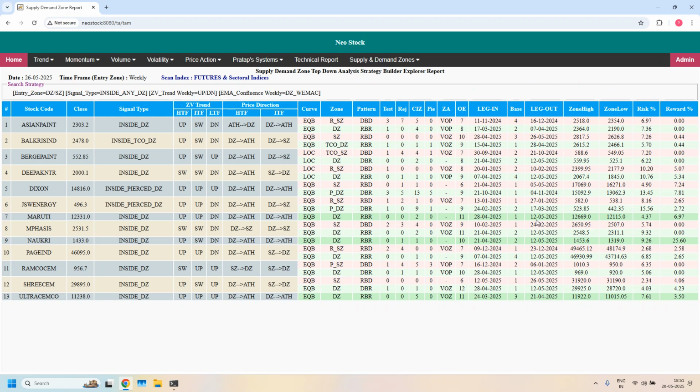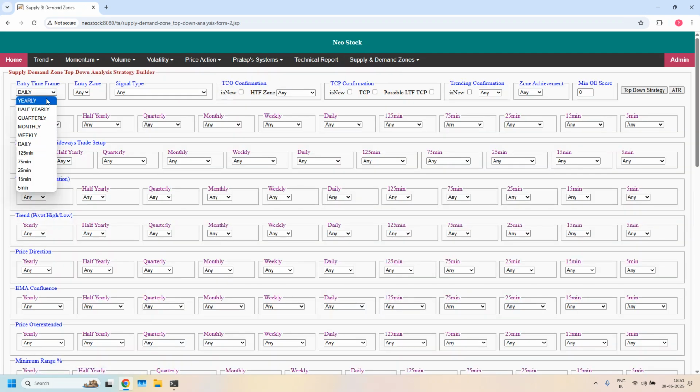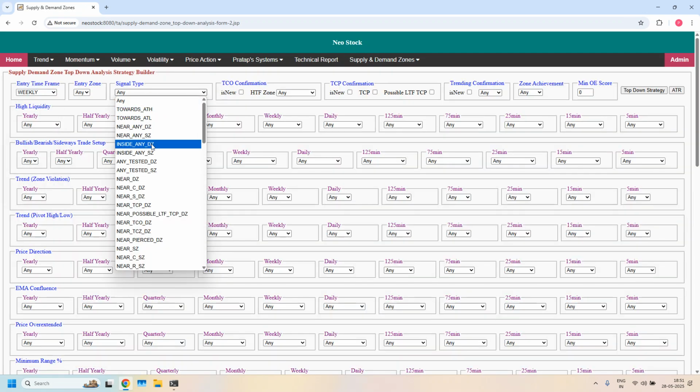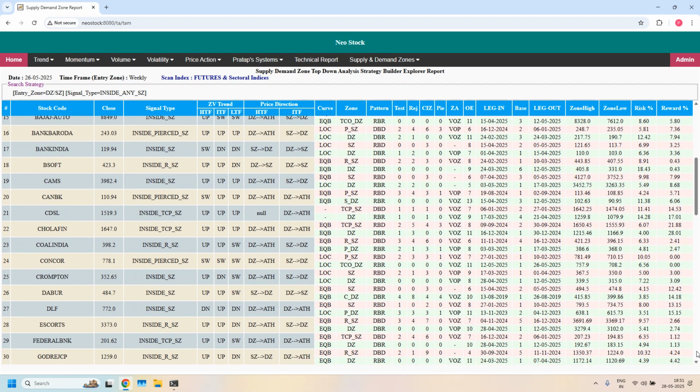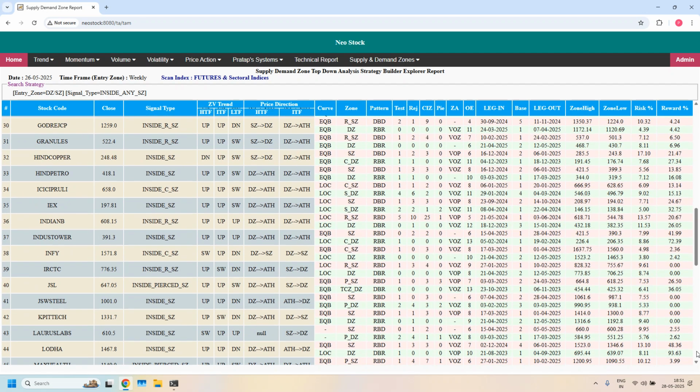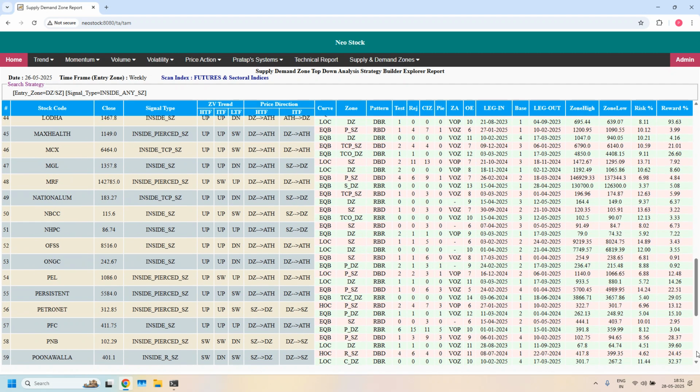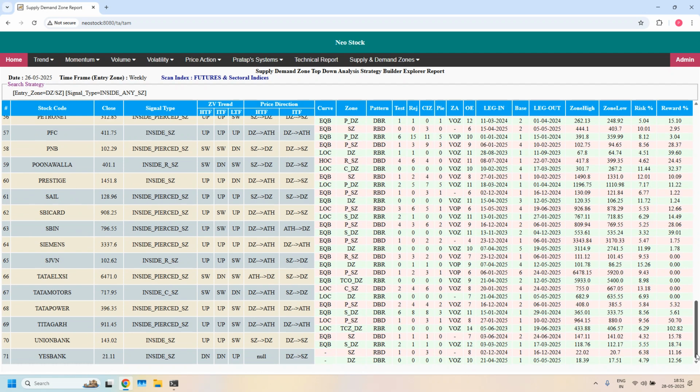Okay, next, price closed inside the weekly supply zone. We got several stocks, first 15 stocks in the list. Let me quickly scroll the list down for the reference purpose. Later we will further filter with EMA confluence. Okay, I'm scrolling the list down. So total 71 stocks are filtered.